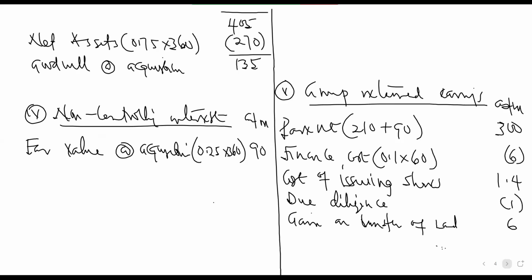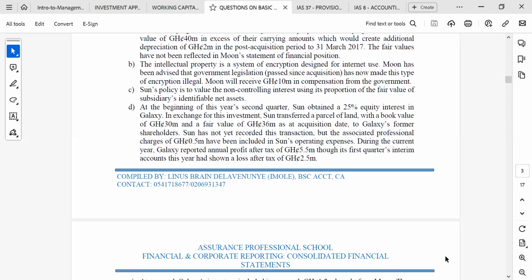All right, let's come to the other part. Sun has not recorded this, but the associated professional charges of 0.5 million have been included in Sun's operating expenses. What did we say about the professional charges associated with investment in associates? I've said something about that when I was doing the intro.